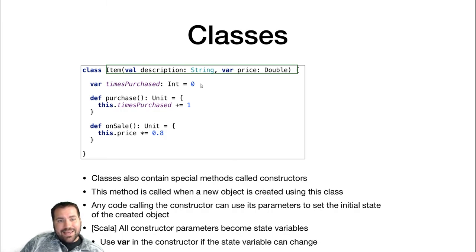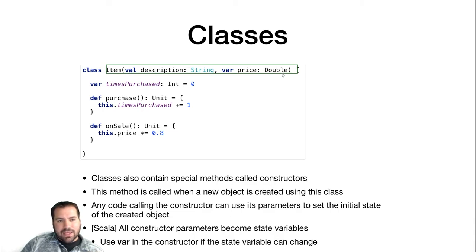Add these in to specify whether these variables can change or not. And any parameter of the constructor will become state variables. So in some languages, if you've seen constructors before, you'll have extra code to say this.description equals description, this.price equals price. If you haven't seen that before, just ignore that sentence I said. In Scala, anything in the constructor becomes state variables.